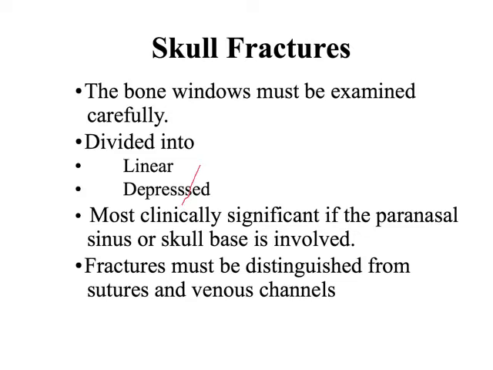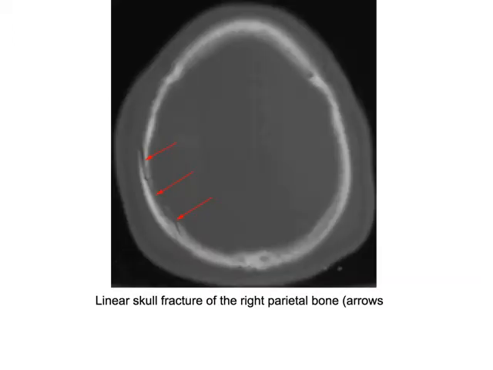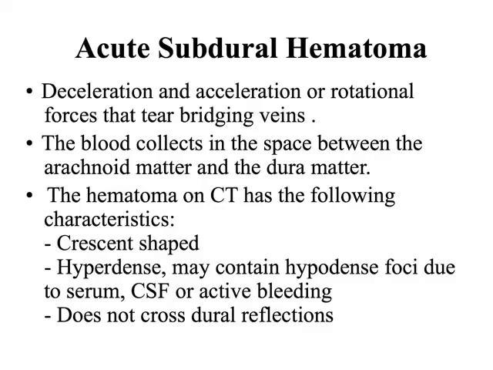Most clinically significant is if the paranasal sinus or the skull base is involved. That'd be pretty heavy-duty trauma there. And fractures need to be distinguished from sutures and venous channels. We spend a lot of time talking about different sinuses and such in anatomy, and that's one of the reasons why. So here's a skull fracture indicated by the red lines of the right parietal bone. Again, note the window level; this may not be evident on a soft tissue window level.